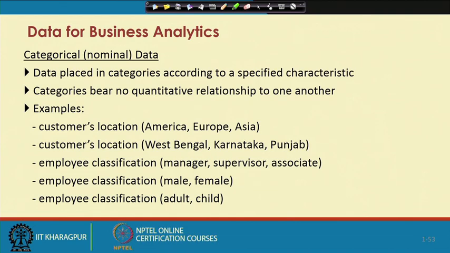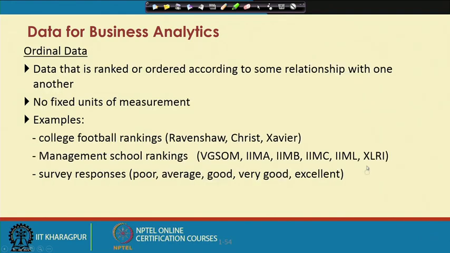For instance, customers' locations with respect to different regions of a particular country, employee classifications with respect to genders, employee classification with different kinds of clusters, say adult and child. These are the classic examples of categorical data. So while you are recording the data, you must have an understanding of this.